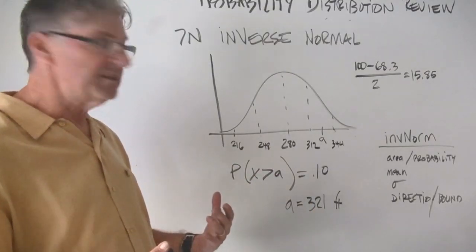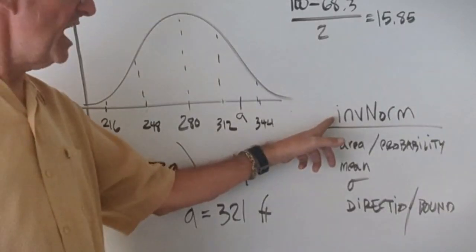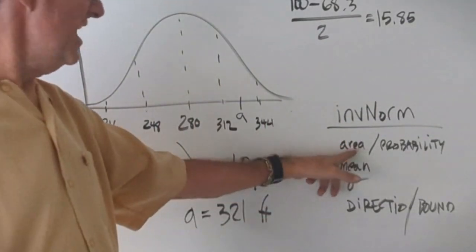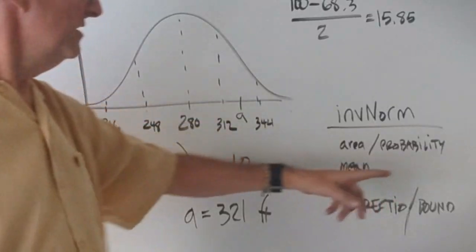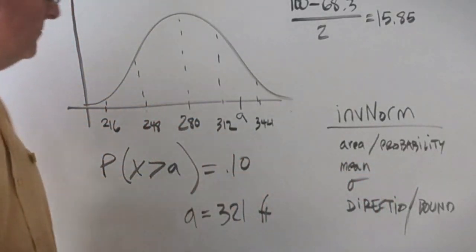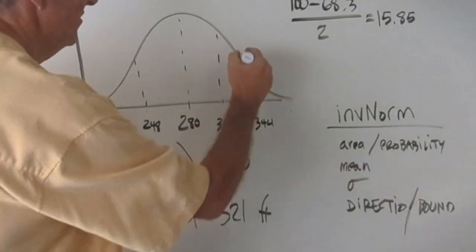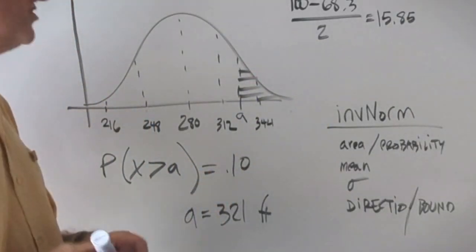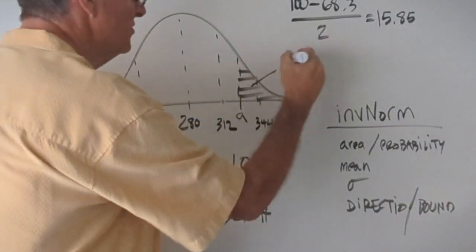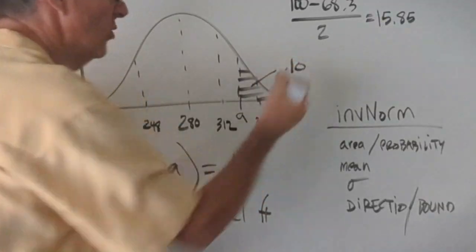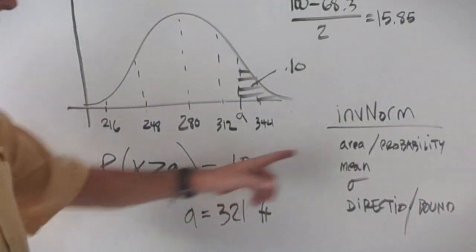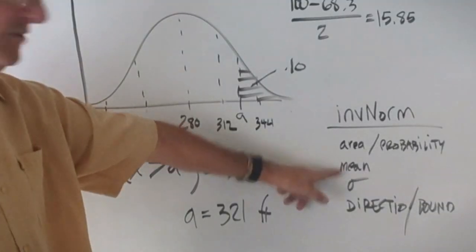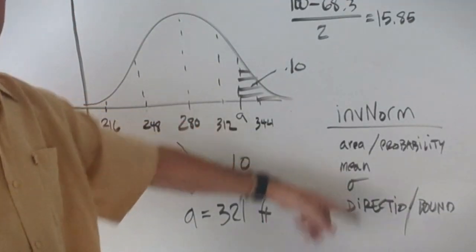Now, let's take a look at the calculator function. It's INV norm for inverse normal, and you're just going to have to enter the area / probability. So area, because it's area under the curve, right? We're figuring out this area right there. That actually we knew the area. This was 0.1 or 10%. So you're going to have to enter that. You're going to have to enter the mean, which we were given. You're going to have to enter the standard deviation, which we were given.